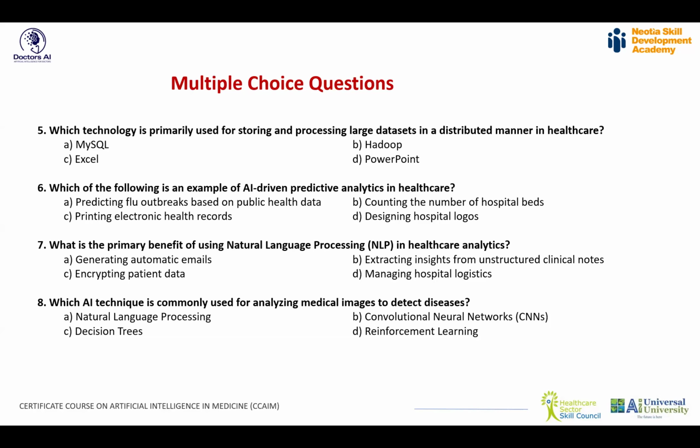So question number 7. What is the primary benefit of using natural language processing in healthcare analytics? Extracting insights from B. unstructured clinical notes. Perfect, correct, 100% correct. Now I think all of us have understood.